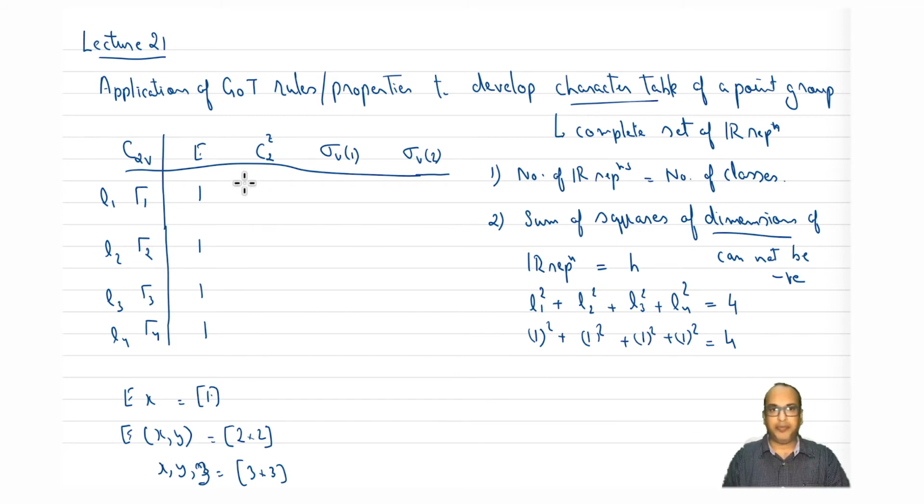Okay. Now for the next property, which is rule, property 2 actually, which tells me that the summation over all R of chi_i(R) squared is equal to H. That is, the sum of squares of characters over all operations will be equal to H. So this again gives me a value.